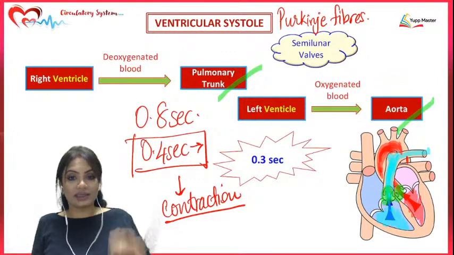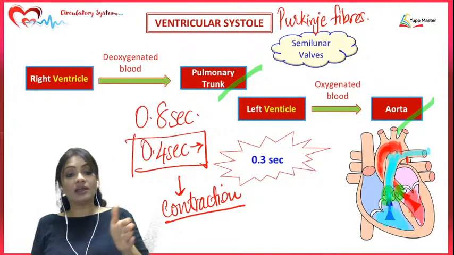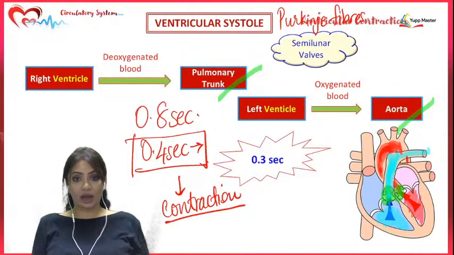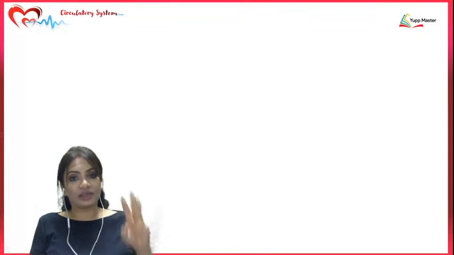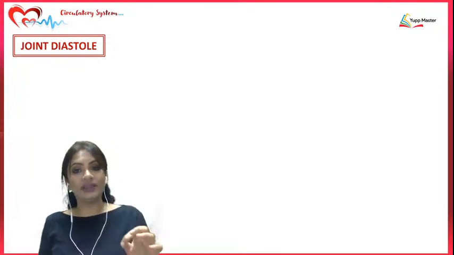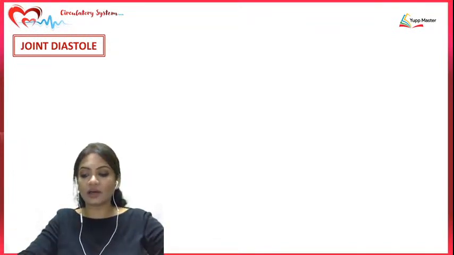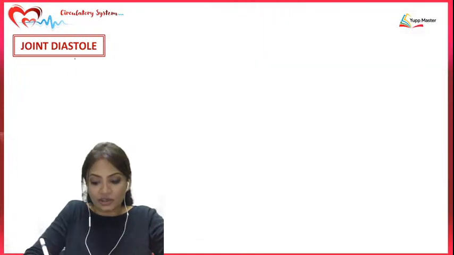For 0.4 seconds the heart is contracting. Now let's see what is happening in the remaining 0.4 seconds. After this ventricular systole, we have the third event, which is called joint diastole. It is joint because the activity happens both at the atria and at the ventricles. Diastole indicates a phase of relaxation. Diastole always means relaxation.